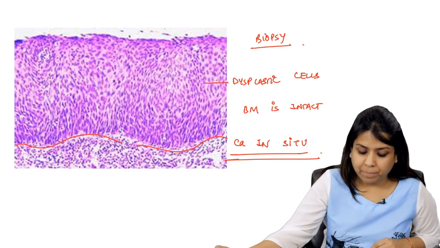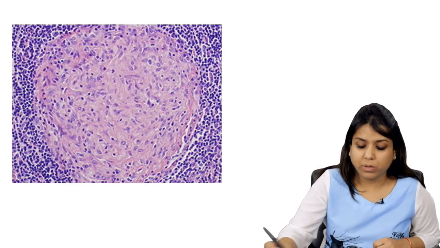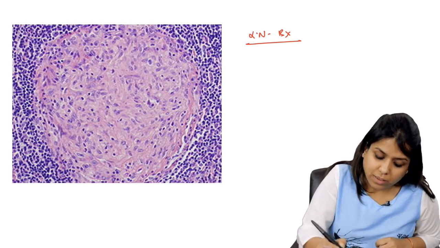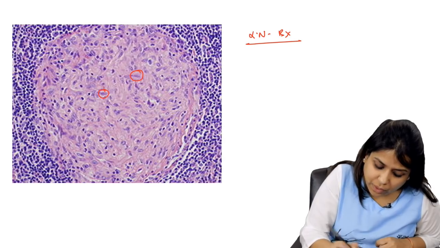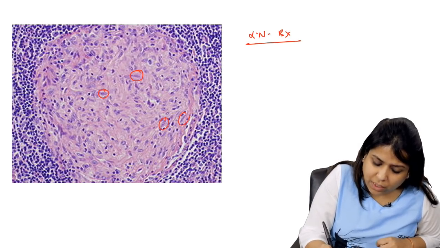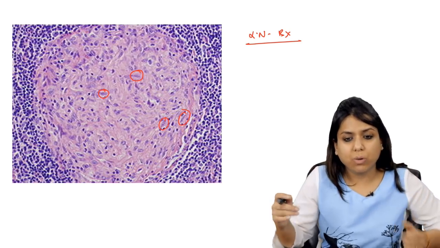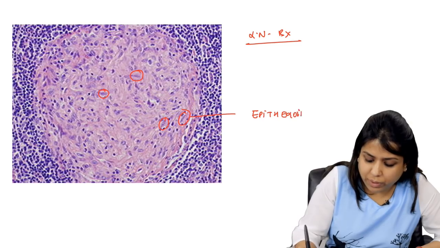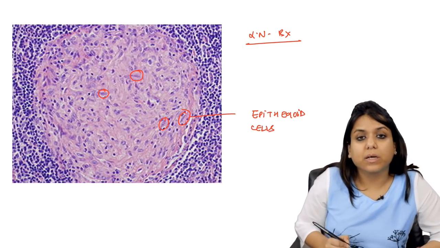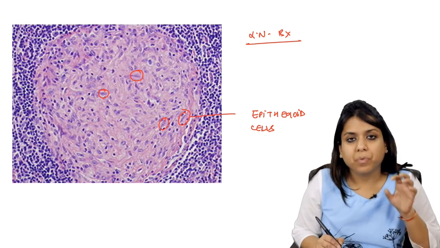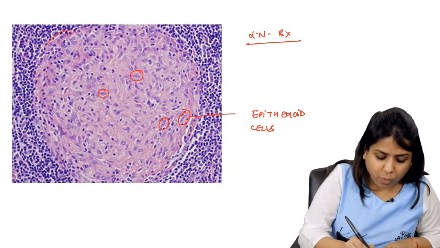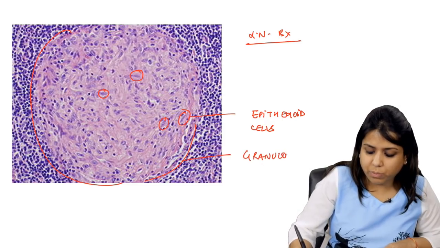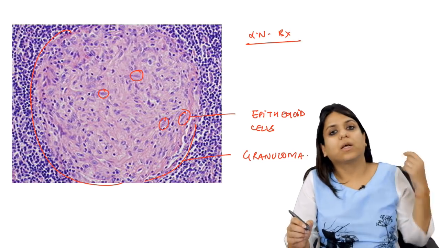Clear? Next image, students, extremely important, lymph node biopsy. In this lymph node biopsy, these cells, can you appreciate, students? These cells have a very stretched out nucleus. These are what we call epithelioid cells. What are epithelioid cells? They are activated macrophages. They have a slipper shaped nucleus, and this nodule is a granuloma. Clear?